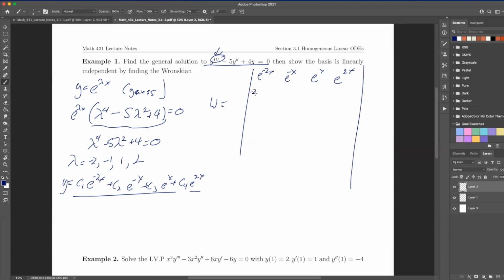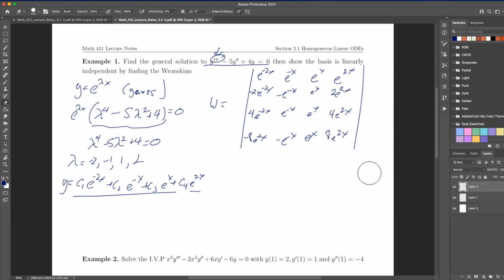So we're going to take derivatives. This is minus 2 e to the minus 2x. This becomes 4 e to the minus 2x, and this will be minus 8 e to the minus 2x. We'll take the derivatives here: I get minus e to the minus x, then e to the minus x, then minus e to the minus x. Here we'll get e to the x, e to the x, e to the x. What do we have here? We'll have 2 e to the 2x, 4 e to the 2x, and 8 e to the 2x. All right, so we have this.